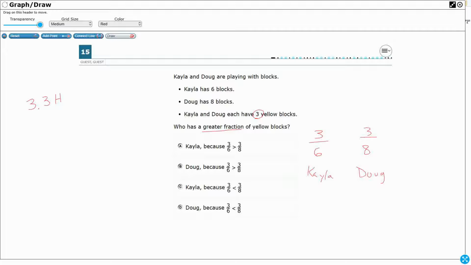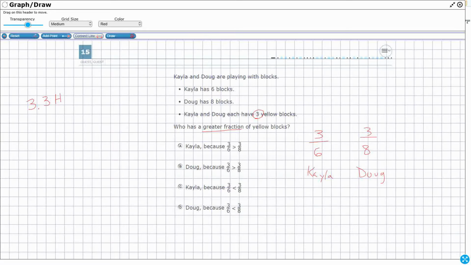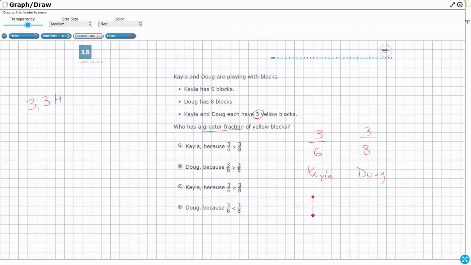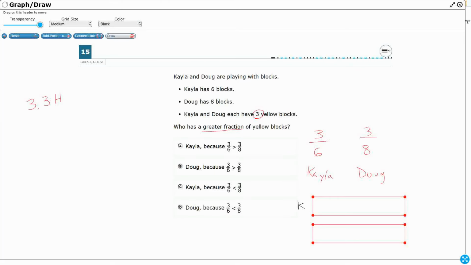Well, if I've got 6, I will show you how this works, why it works, with a picture. So let me draw, I'm going to use the connect line feature. Okay, and so I'm going to draw 2 different rectangles that are going to be equal. And then I'm going to try my best to break them up into equal portions, just to show you why this works. All right, so I'm going to make this Kayla and this one Doug.